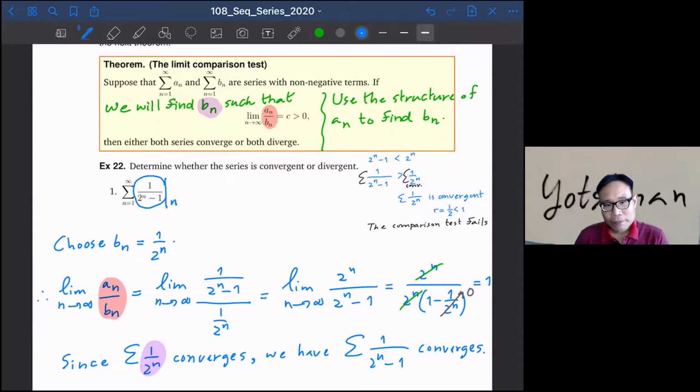Let me explain this one again. You begin with an, and you choose Bn with a structure similar to an, in a way that you are able to compute the limit of the quotient of an over Bn, and this limit turns out to be not equal to 0. If the limit turns out to be equal to 0, you have no conclusion. It needs to be a limit equal to 1, higher than 0.